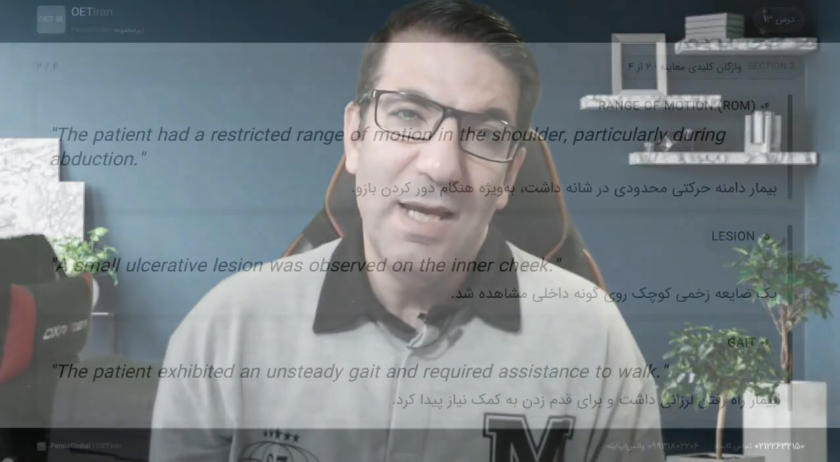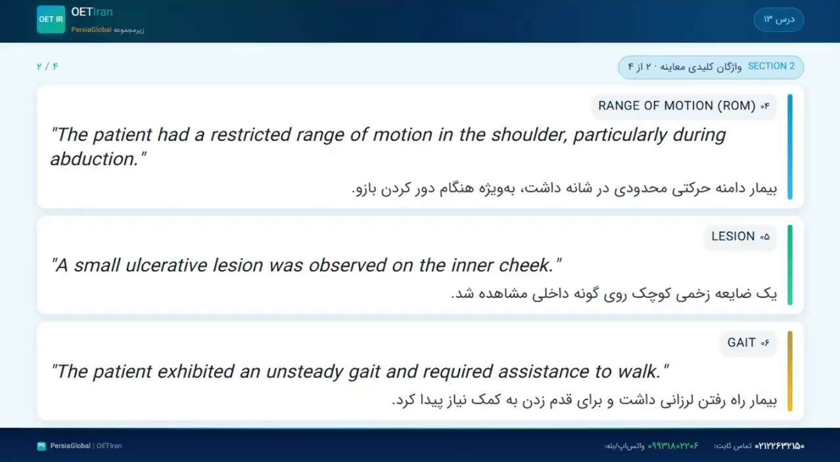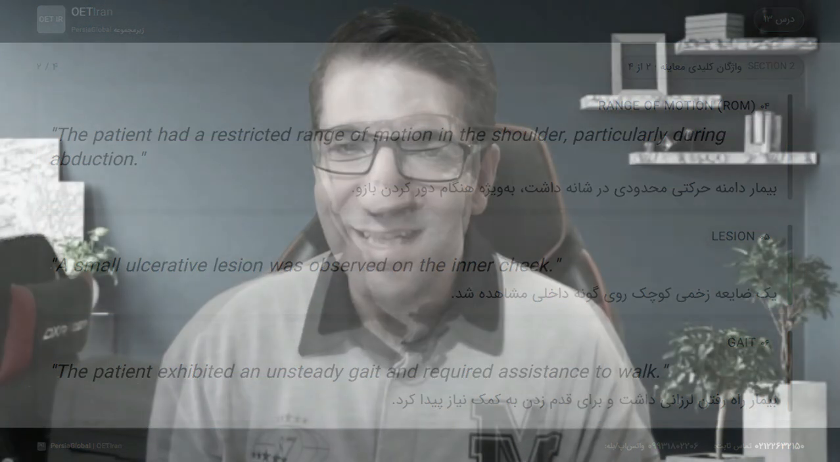Lesion means any damage or abnormal change in the tissue of an organism. In an OET context, it is used for skin, oral, or internal tissue abnormalities. For example, a small ulcerative lesion was observed on the inner cheek.